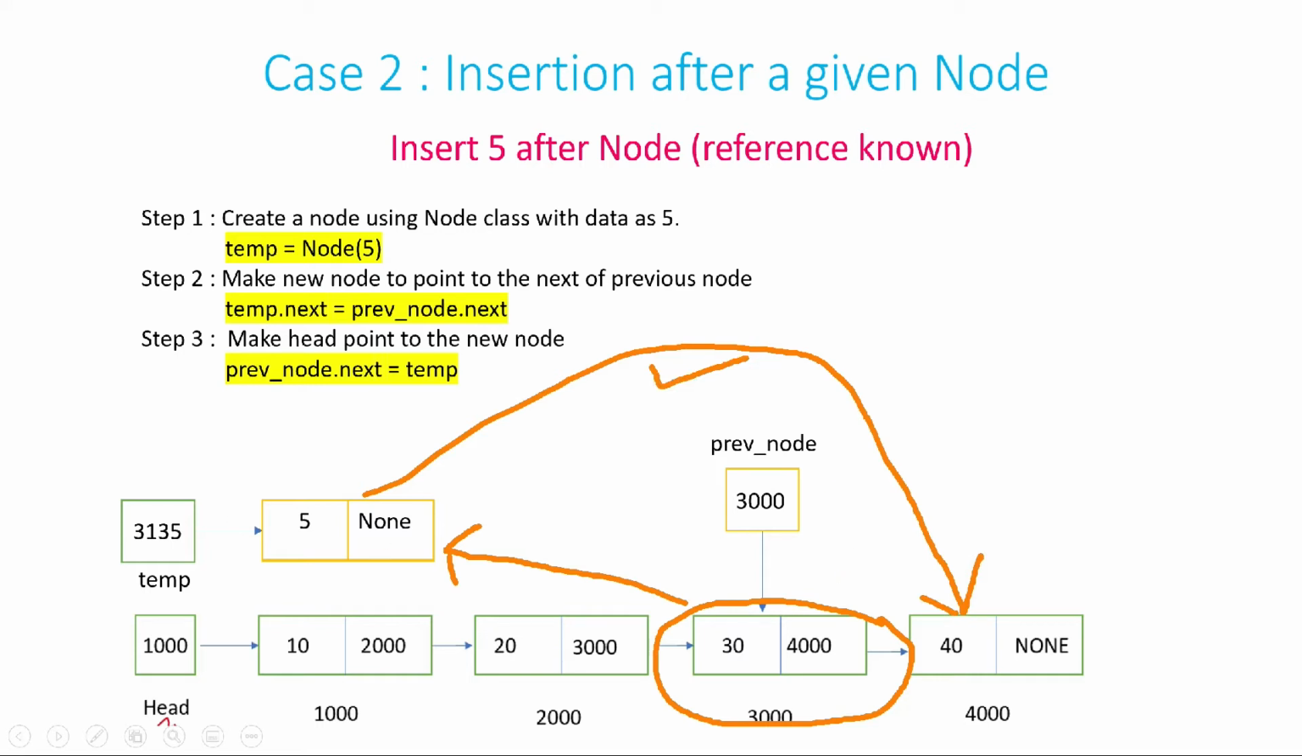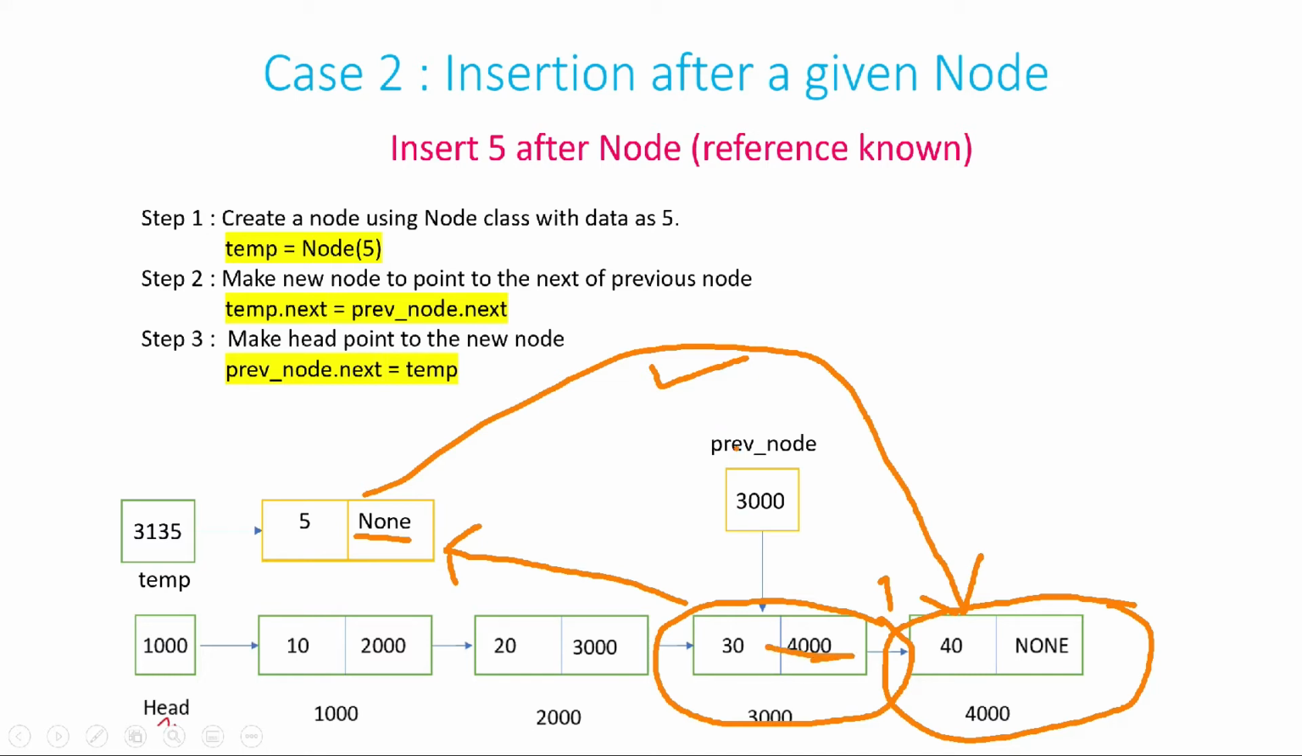So this node needs to come between these two nodes. First is this and second is this. Your new node is going to come in between these. So instead of none, what should it contain? Instead of none, it should point to the next node. And where is the address of this node? The address of this node is 4000 and it is stored here.